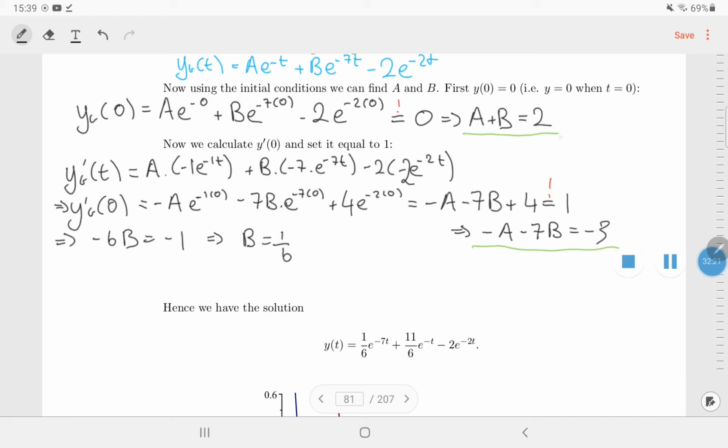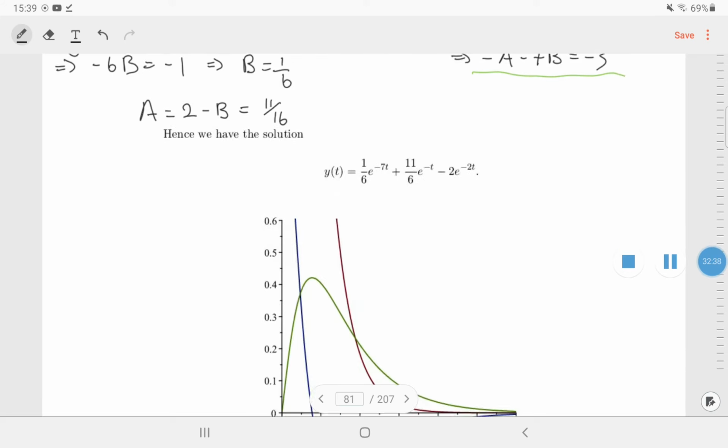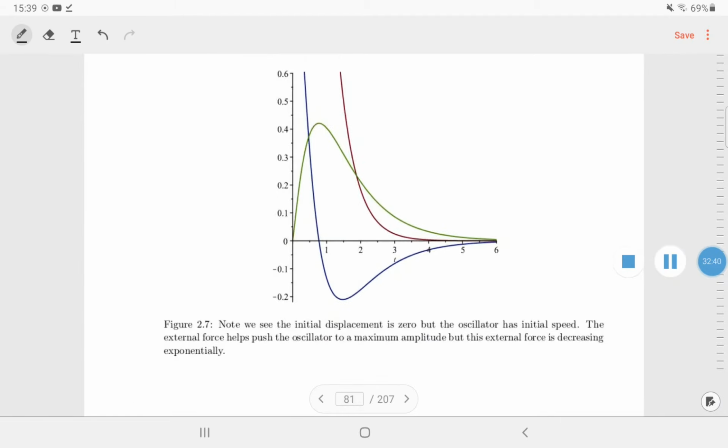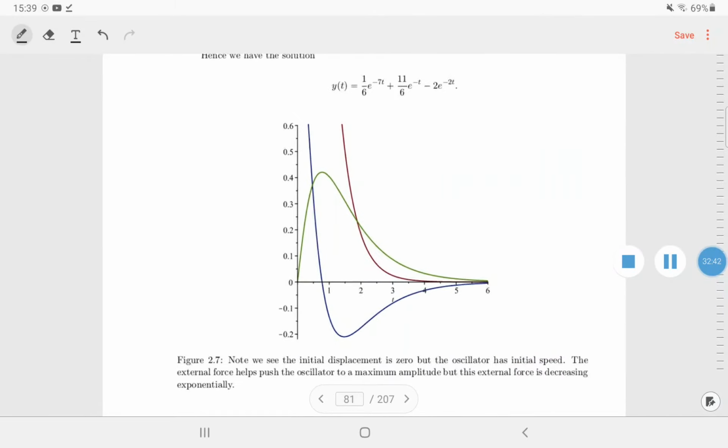Then go back up to this equation in the top right hand corner of the screen. Take away b from both sides, a is equal to 2 minus b. 2 minus 1/6 is 11/6. So look at the blue thing up at the top and substitute a equal to 11/6, b equal to 1/6, and the rest of it is still there, and we plotted it. It looks something like this. So let's see which is which.